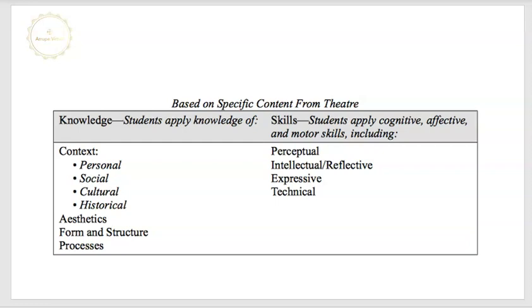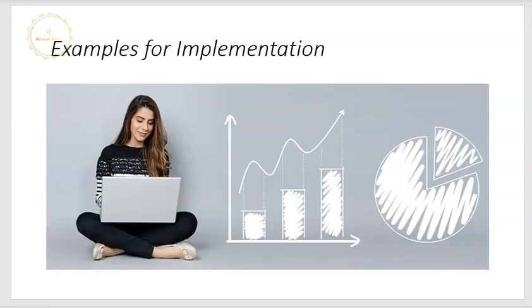And then in terms of skills, students apply cognitive, affective, and motor skills that include perceptual, intellectual, reflective, expressive, and technical. So what about examples for implementation in terms of designing a unit, let's say, and creating a rubric and creating an exercise for your students, and then having an assessment at the end of the unit or the end of a week, for example.